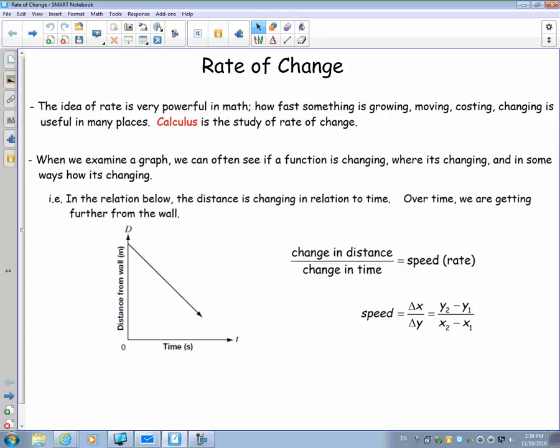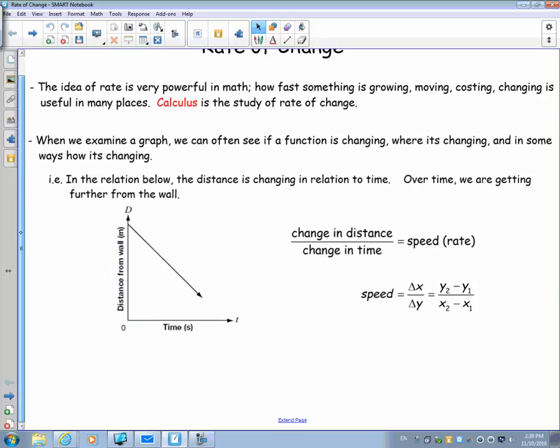So we'll start off with the idea of a graph. When you look at a graph, you can see that it's changing. It might be going up, might be going down, it might go up and then back down and then back up again. And we can often see where that changes. How things are changing, how the two variables relate to each other is considered our rate.